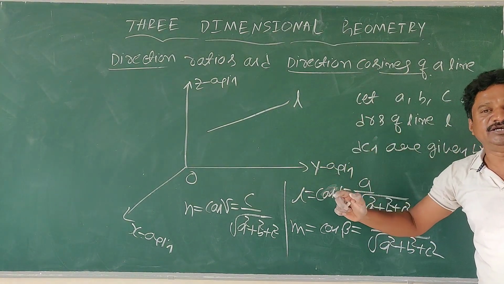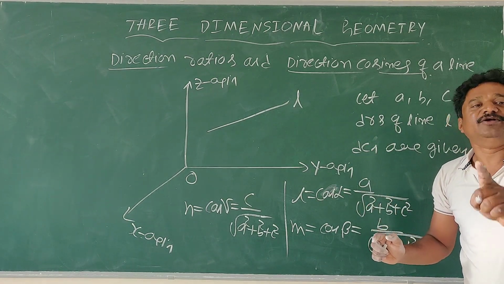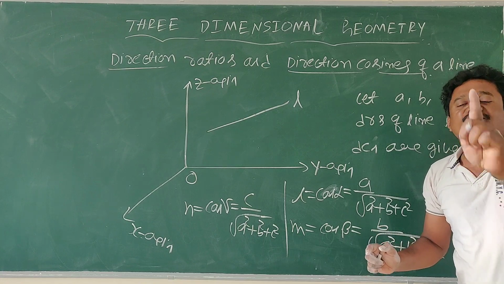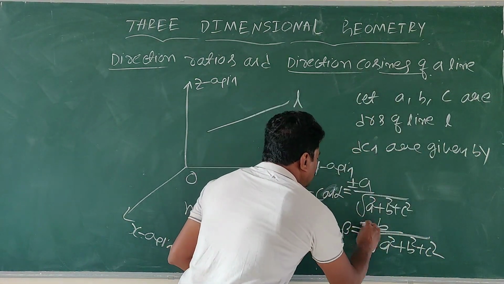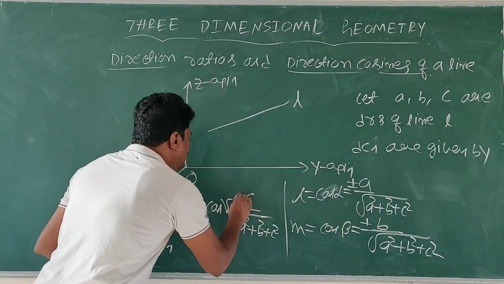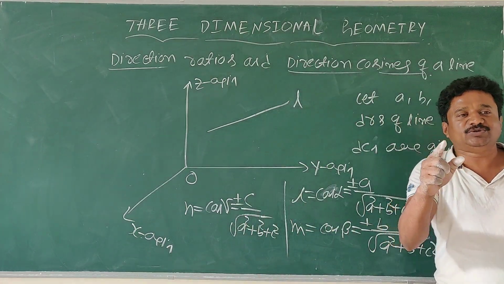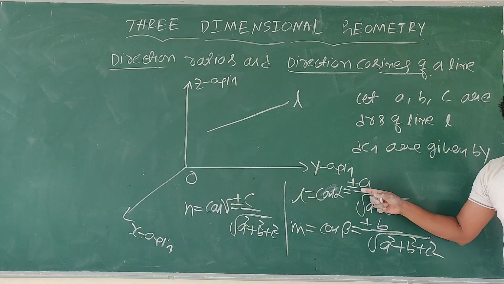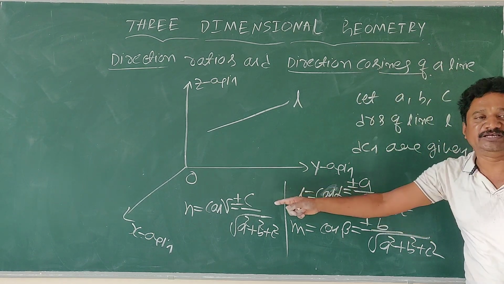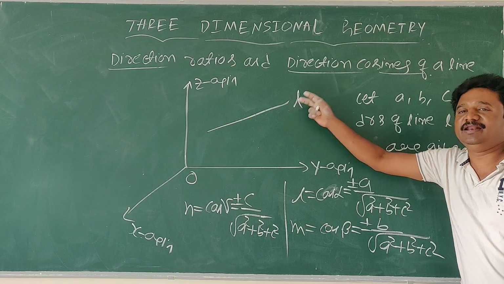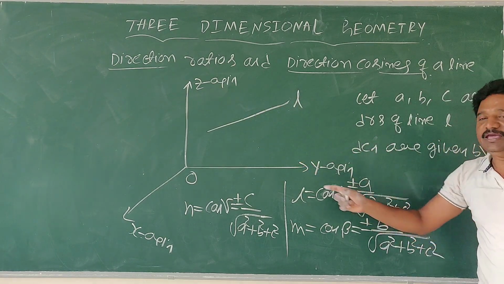For vectors we are going to get only one set of DCs, whereas for line we will get two sets. That means you can write plus or minus. Here also you can use plus or minus. I hope you are understanding, students, why that plus or minus. If I take line in this direction, you take plus, plus, plus. If I think of the same line in the opposite direction, I should take minus A, minus B, minus C.